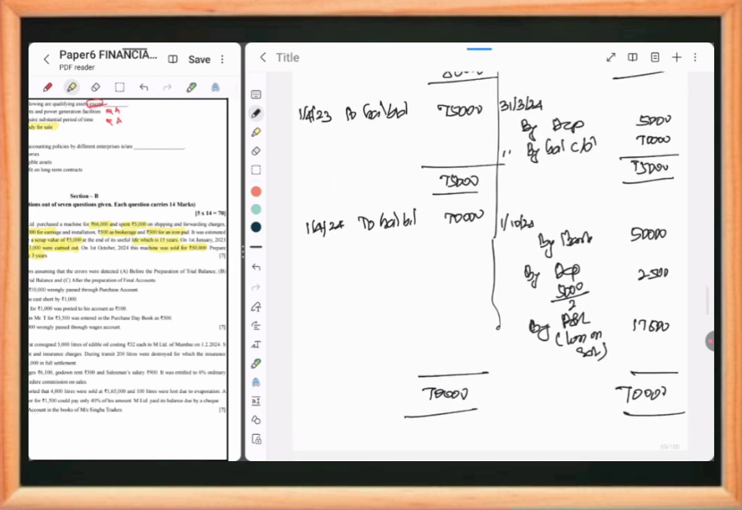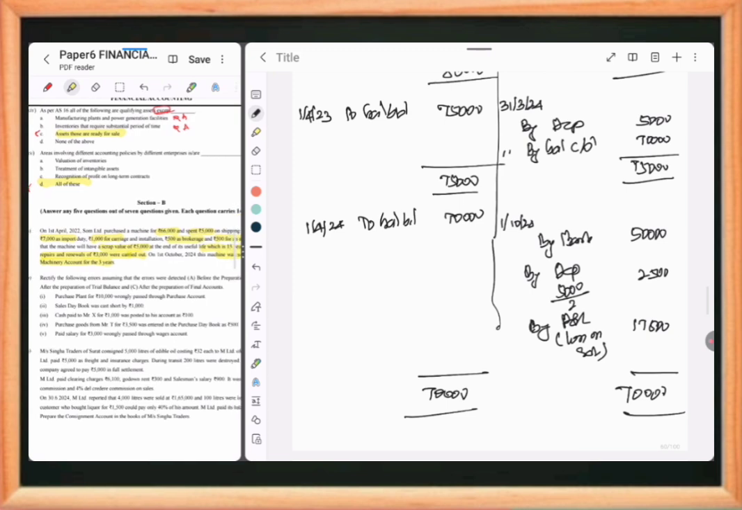And then regarding the repairs and maintenance, I had already explained the repairs and renewals of rupees 3,000. It is an expense. It must be debited to the profit and loss account. It is not to be debited to the cost of the machine, machinery account. So it's over. And then we will see the next question.